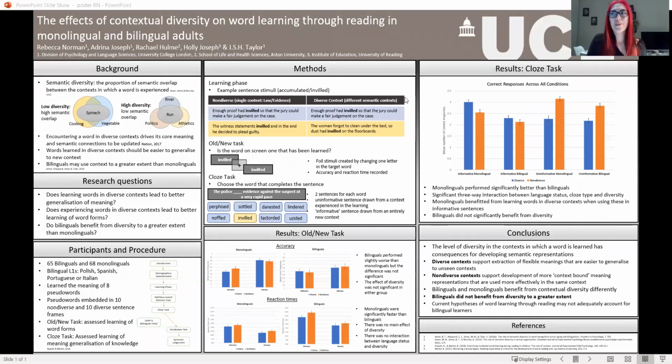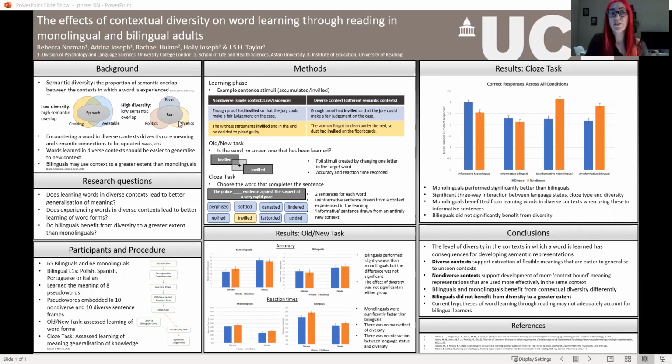Today, I will be talking about my research, the effects of contextual diversity on word learning through reading in monolingual and bilingual adults. Diversity refers to the proportion of semantic overlap between the contexts in which a word is experienced. Low diversity words have a high degree of semantic overlap. For example, spinach is used in semantically similar contexts which reinforce its meaning.